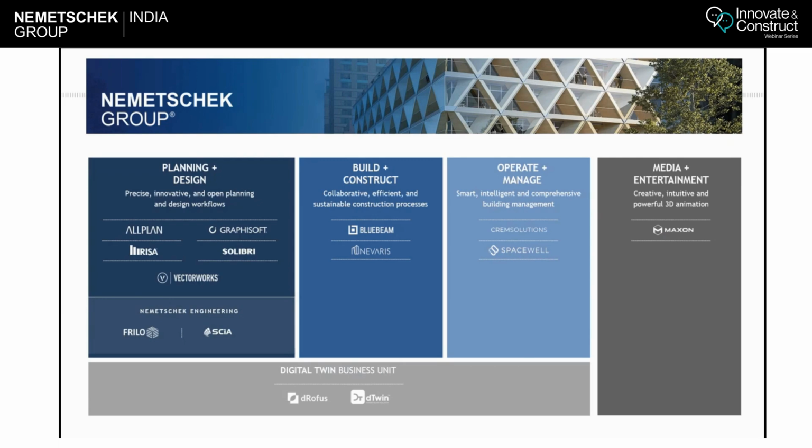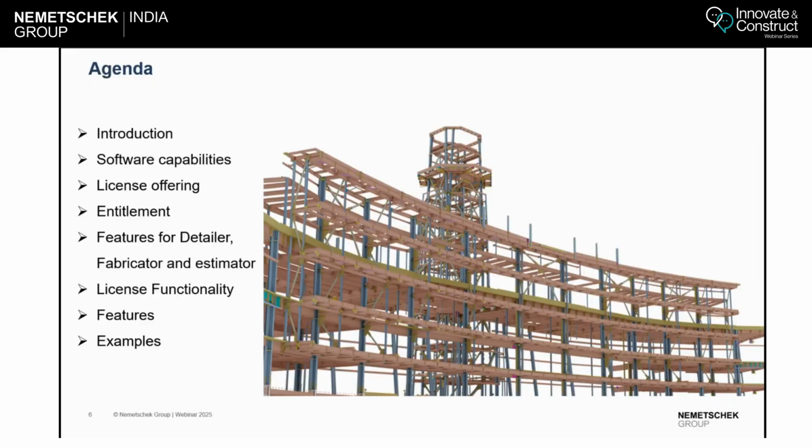These are the alignments for our products. Under planning and design, we have Allplan, Graphisoft, Risa, Solibri, and Vectorworks. Then under engineering, we have Frilo and SCIA. Then under build and construct, we have Bluebeam and Nevaris. Then under operate and manage, we have Crem Solutions and Spacewell. Under media and entertainment, we have Maxon. And we also have Digital Twin and dRofus for the business units.